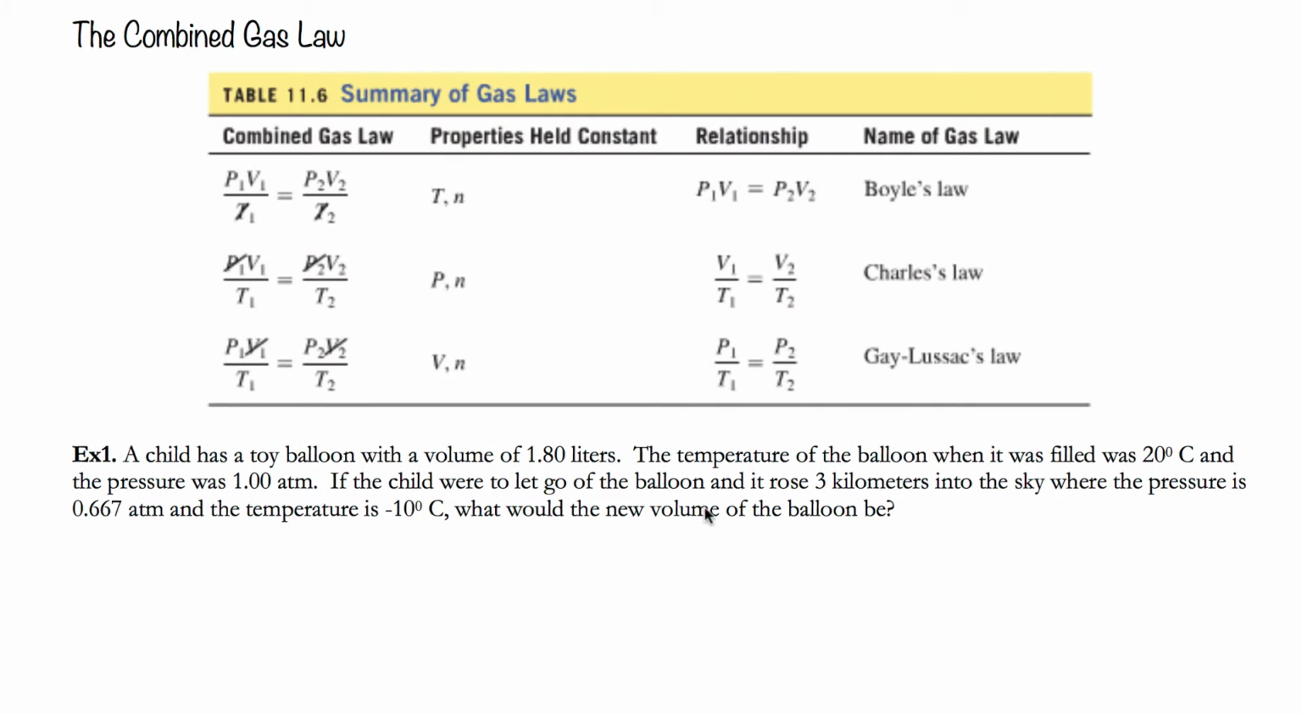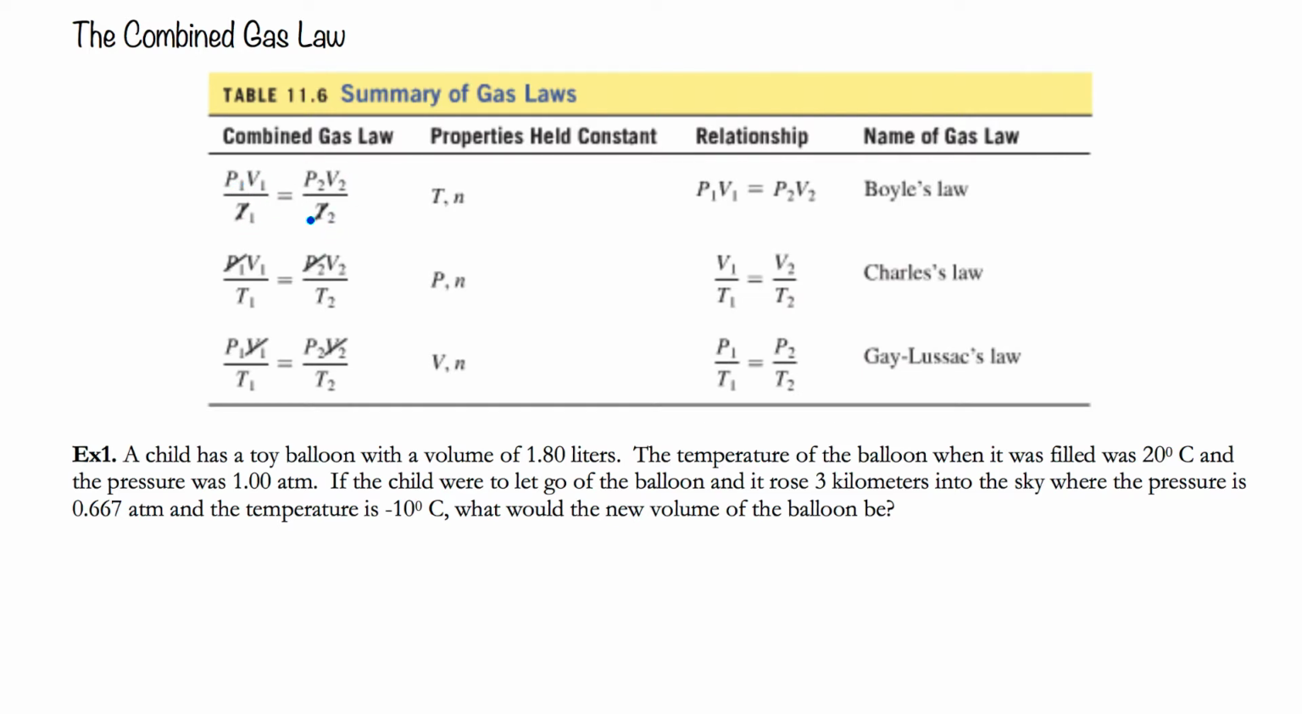All right, so the combined gas law. Basically, as you can see from this table, all of my gas laws are derived from one gas law, which is your combined gas law. So P1 times V1 over T1 equals P2 V2 over T2.